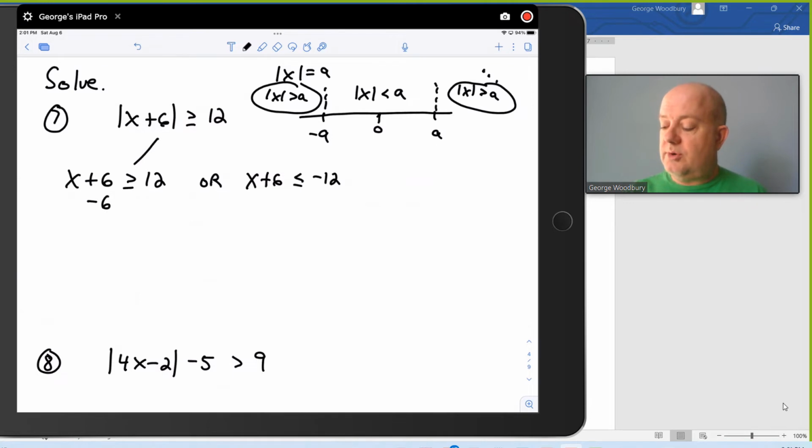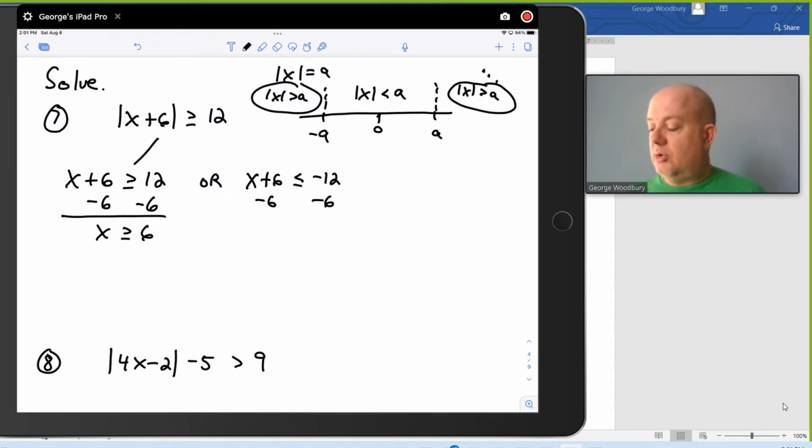The first inequality, we can solve by subtracting 6 from both sides. x is greater than or equal to 6. The other one, we subtract 6 from both sides, and we end up with x is less than or equal to negative 18. So in set builder notation, it's the set of all x such that x is greater than or equal to 6, or x is less than or equal to negative 18.